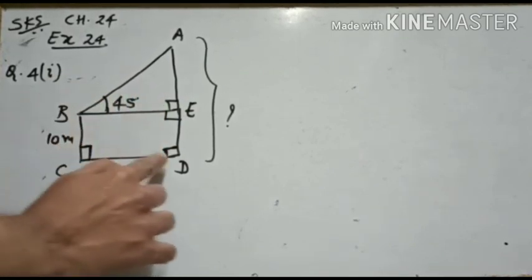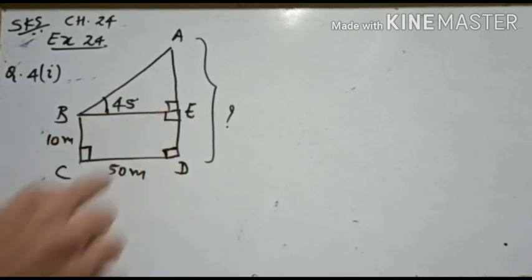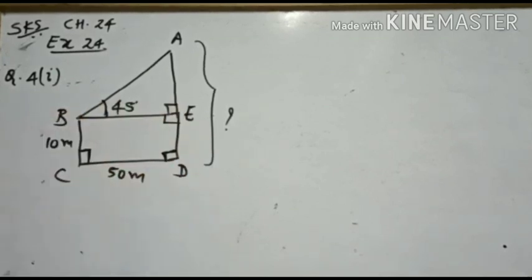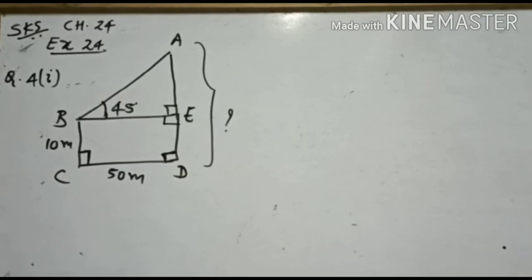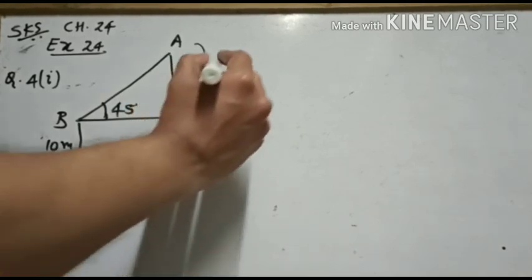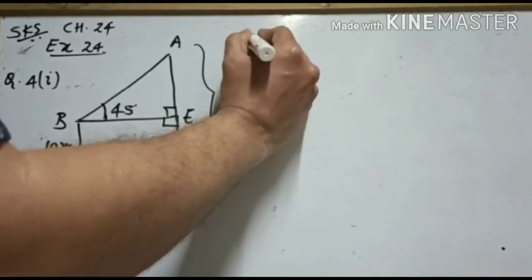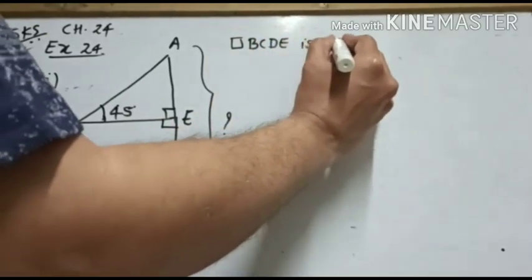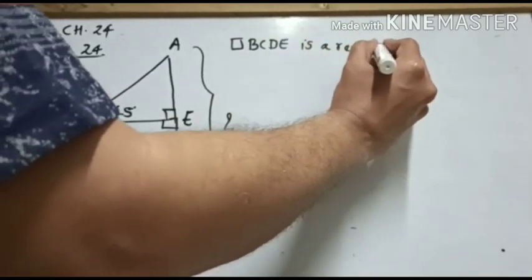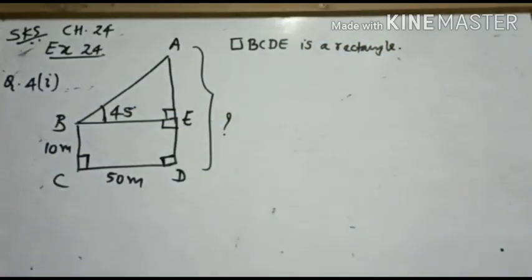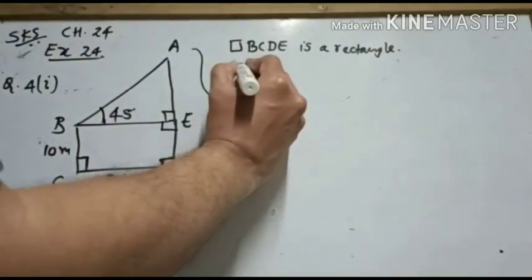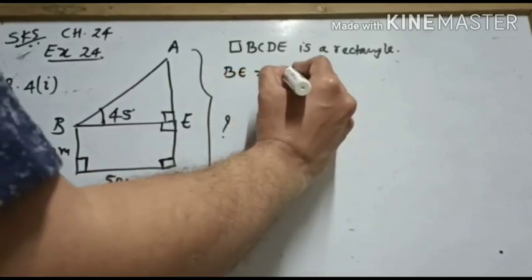So in quadrilateral BCDE, 1, 2 and 3 angles are 90 degrees. The fourth angle automatically will be 90. Hence quadrilateral BCDE is a rectangle because all four of its angles are 90 degrees. So my conclusion is that quadrilateral BCDE is a rectangle. And I hope you know the property of a rectangle. Opposite sides are equal. So I will be able to say that BE will be equal to CD.